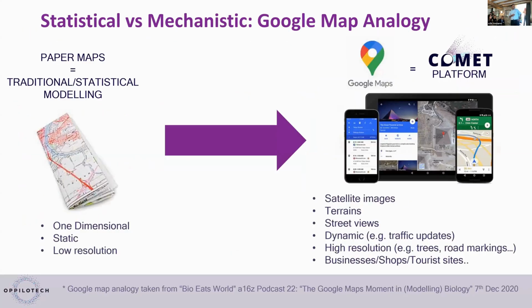The analogy I use is that statistical modeling can be seen as like a paper map. It's one-dimensional, static, and low resolution. What we're trying to do with our dynamic mechanistic modeling is produce a Google map. It's high resolution, you get a lot more information, and it's dynamic as well. So we're trying to build dynamic maps, Google maps, of biochemical networks.